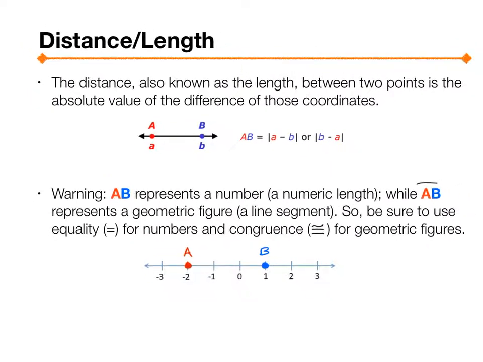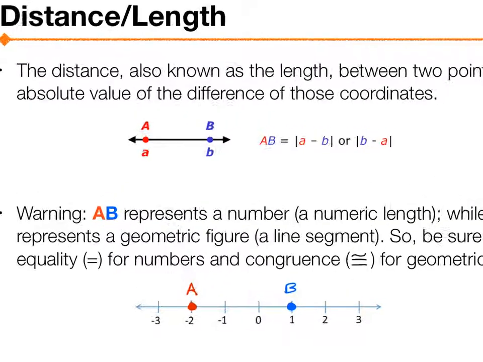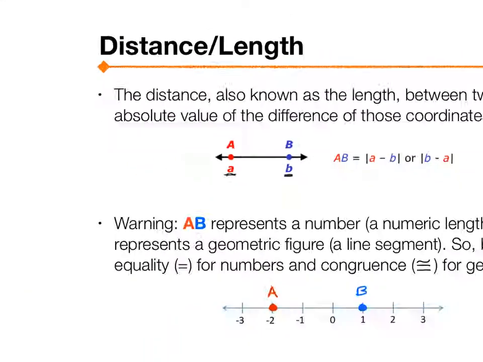The distance, also known as the length between 2 points, is the absolute value of the difference of those coordinates. So here, in this line, we know that the capital A corresponds to the point, and the little a down here is just an arbitrary number that they made up. This little a could stand for number 1, 2, something like that. And then B, capital B, is talking about the point. This little b is talking about the number.